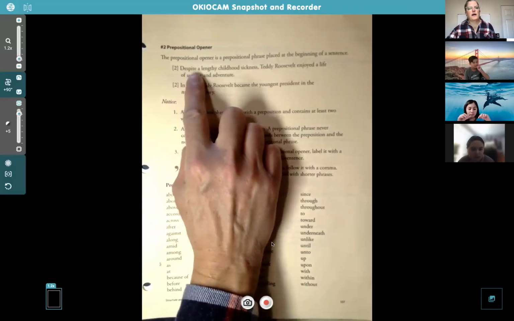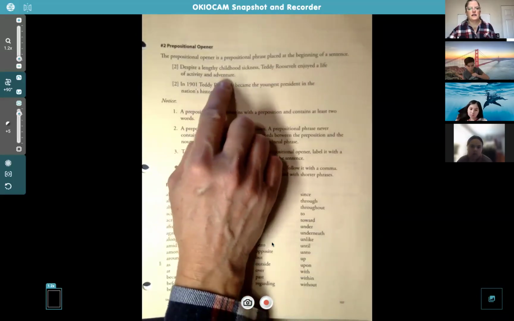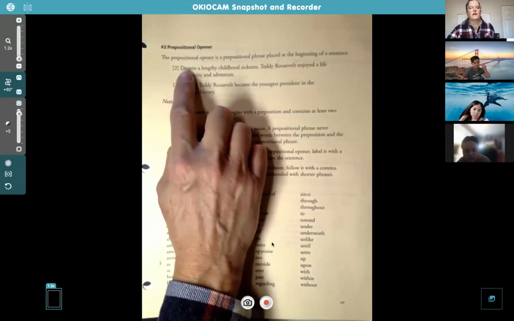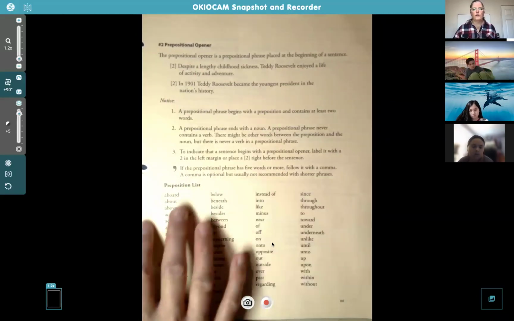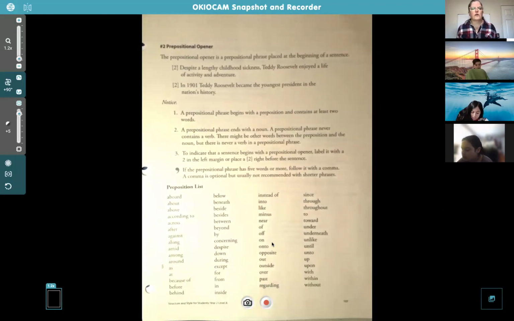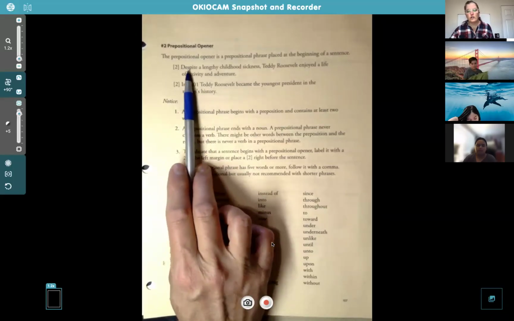And this says, despite a lengthy childhood sickness, Teddy Roosevelt enjoyed a life of activity and adventure. It's just a random sentence, but they want to show you how to start a sentence with a preposition. The word is despite. And did you guys notice down at the bottom, there's a whole list. This is going to be great to have handy for you. I want you to look for the word despite on that list, and they're in alphabetical order. If you see the word despite, give me a thumbs up. See if you can find it. Okay, Lizzie has it. Okay, good. Malia, good. Yay, you all found it. It's down here under the D's, despite. That's a preposition. Notice it's the very first word.